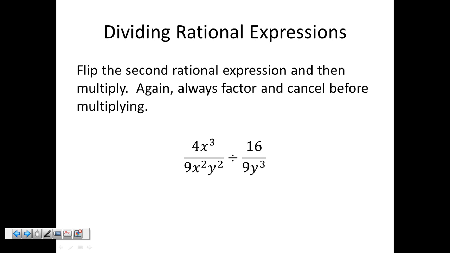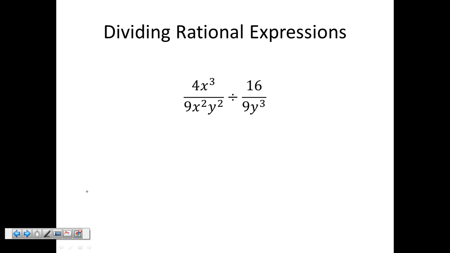So my first step with this is that I'm going to flip: the 9y cubed goes on top and the 16 goes on the bottom. And now I want to cancel as much as I can.